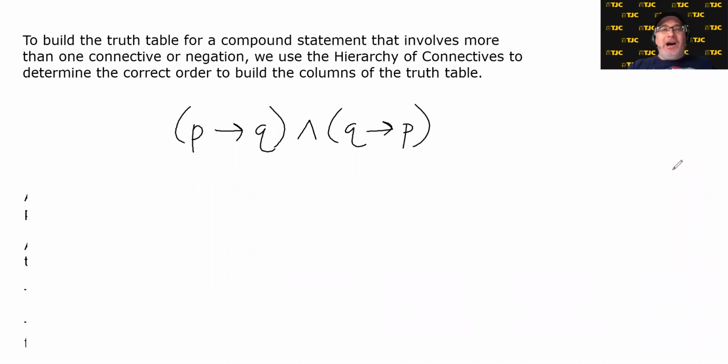To build a truth table for a compound statement that involves more than one connective or negation, we use the hierarchy of connectives to determine the correct order to build the columns for the truth table. Now, I'm not going to rewrite the hierarchy of connectives here, but we will just go through it one at a time. You should know that parentheses is first. Excuse me.